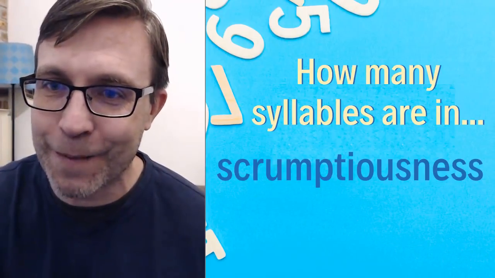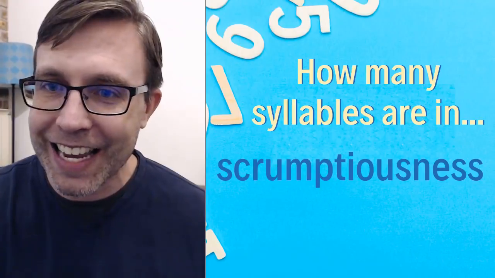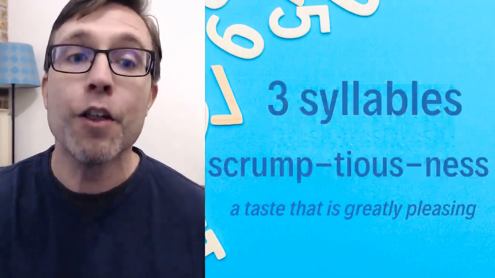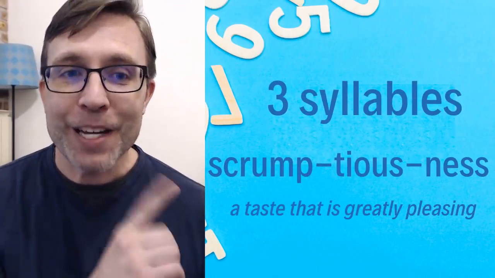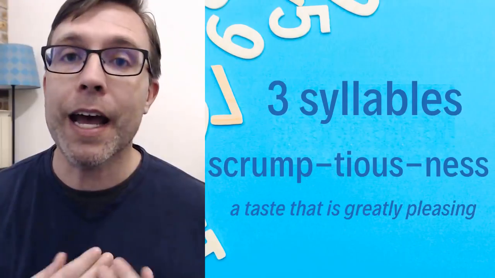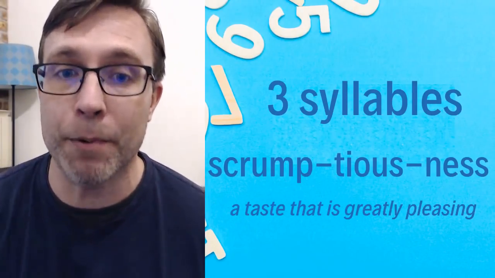Excellent. Yes. Chung, Aziza, AE. Excellent. Give some shout outs. Krishna, there are 3 syllables. The reason I chose this word is because it is a long word, but it has few syllables. Scrumptiousness, and you can see how it's separated there.